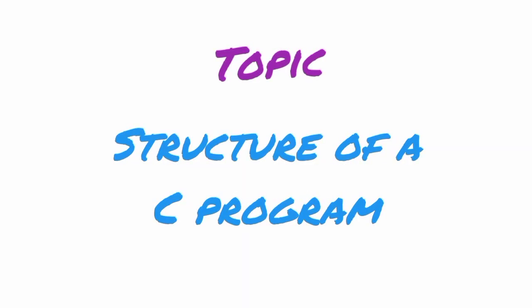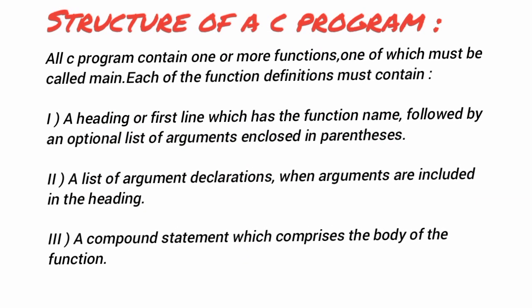Structure of a C program. All C programs contain one or more functions, one of which must be called main. Each of the function definitions must contain a heading or first line, which has the function name, followed by an optional list of arguments enclosed in parentheses.